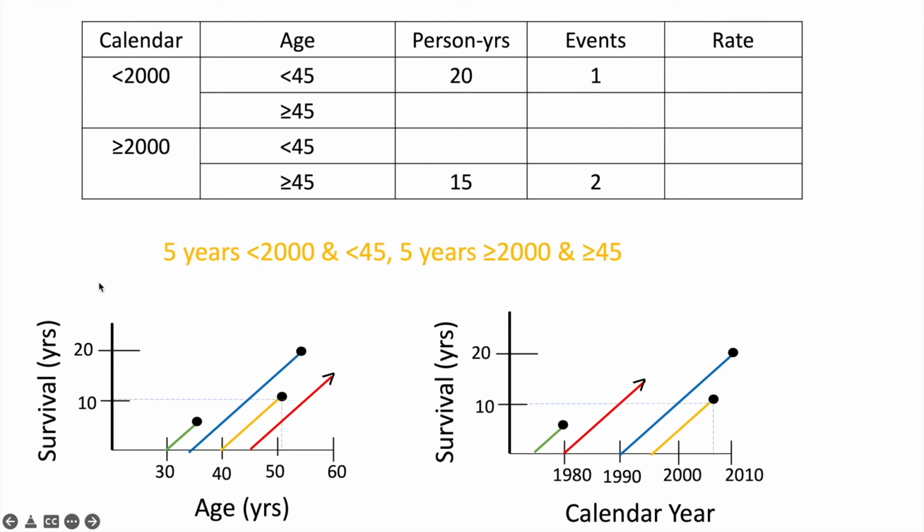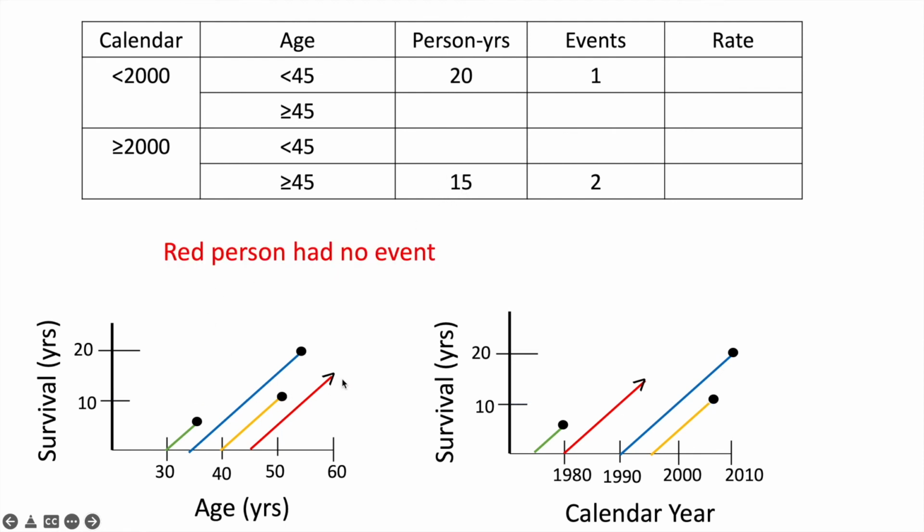Oh, and similar to before, they were in the study for 10 years. 5 of those years happened before 2000, and in those same 5 years, it was before the age of 45. So they added 5 years to this strata and substrata. And their last 5 years was after the year 2000 and over the age of 45, so they contributed an additional 5 years to this.